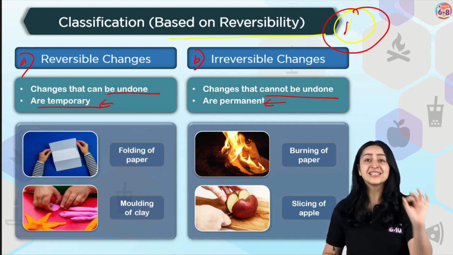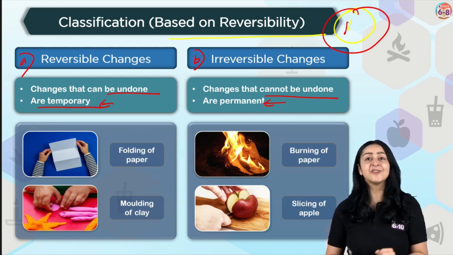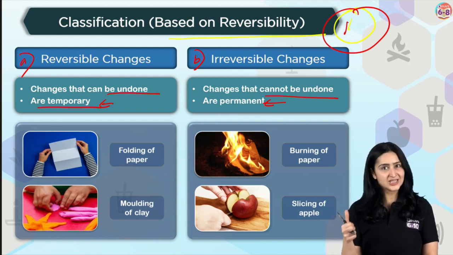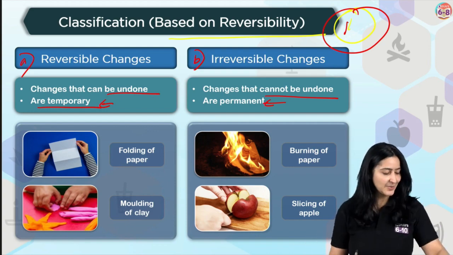So the first classification of changes is based on reversibility. And under reversibility, you have two: reversible changes and irreversible changes. Clear? Okay, let's move ahead.